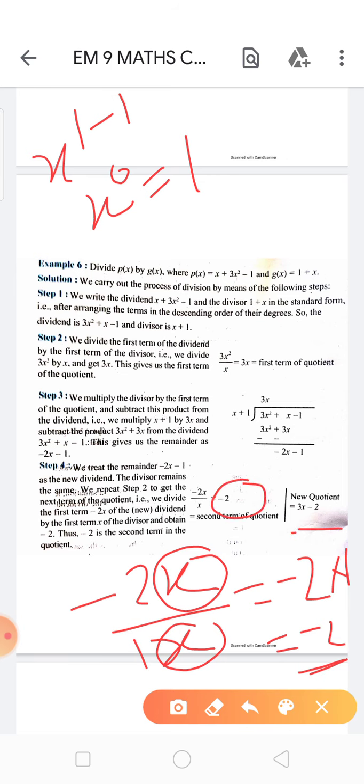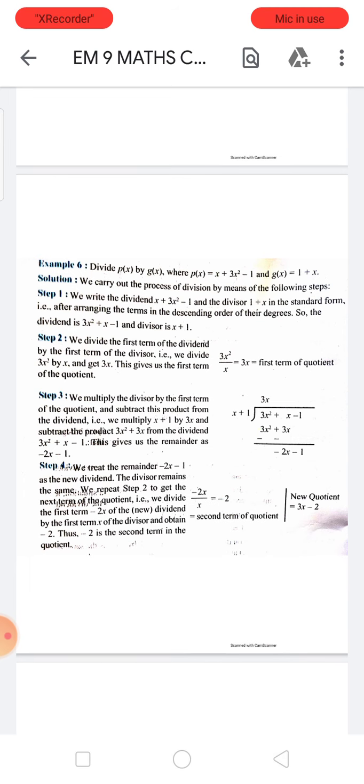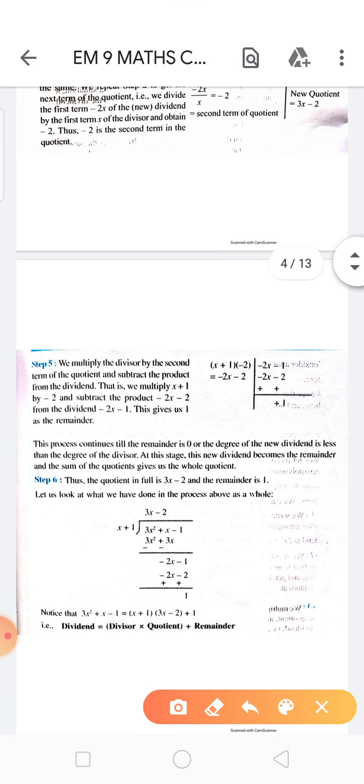We write the first quotient, in the form of 3x minus 2. First we multiply minus 2 with our divisor, and we get the step. So in the next step, step 5, we multiply minus 2 with x plus 1.